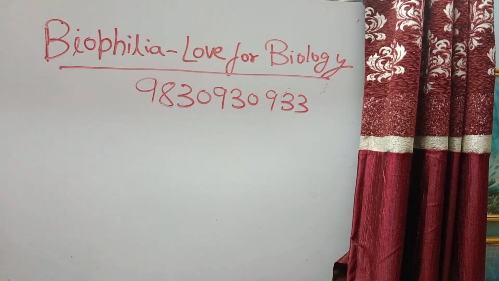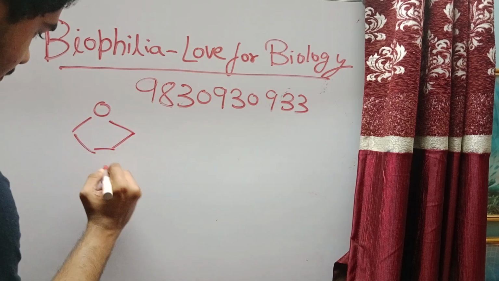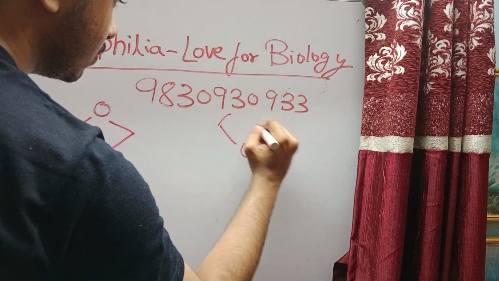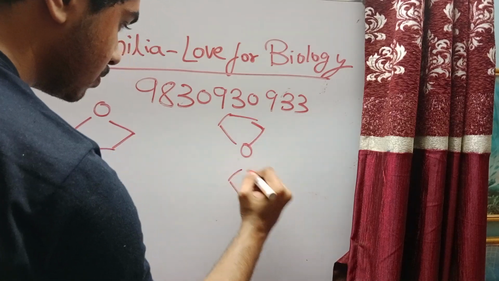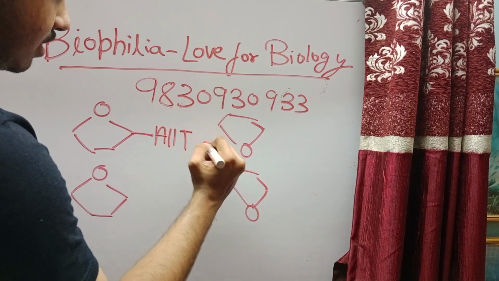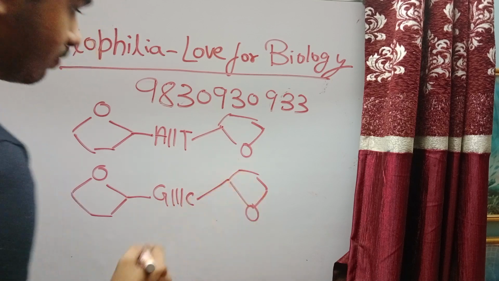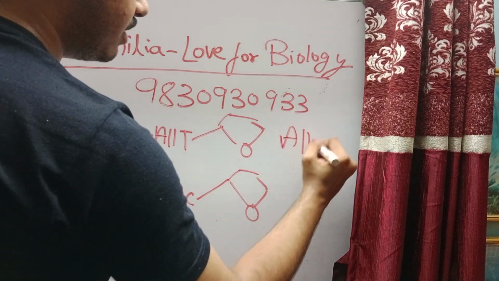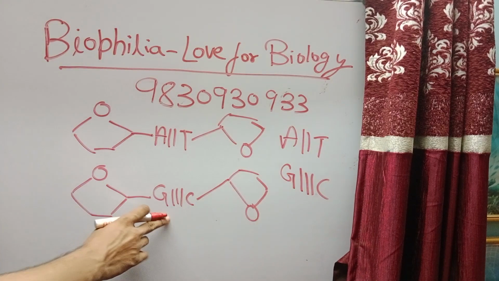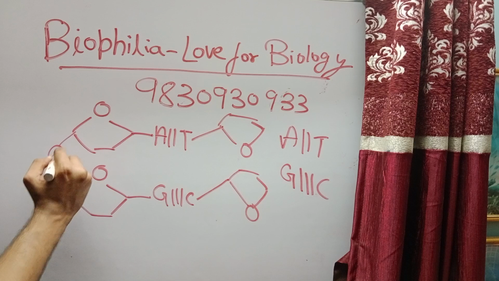Now DNA is antiparallel in nature. Here is our adenine molecule. Adenine forms two hydrogen bonds with thymine, whereas guanine forms three hydrogen bonds with cytosine. These are the hydrogen bonds represented by the lines. Here we have the phosphodiester bonds.